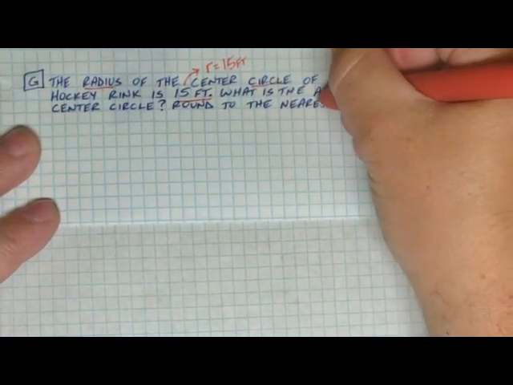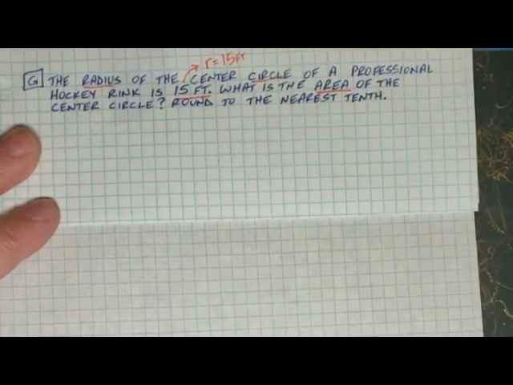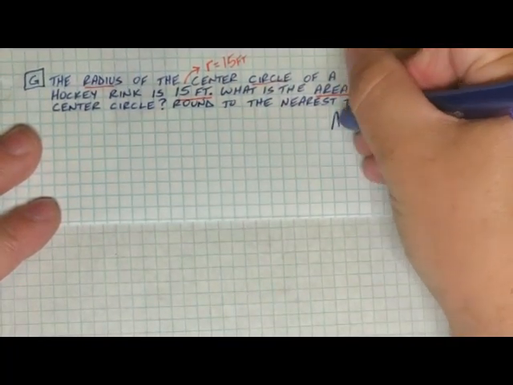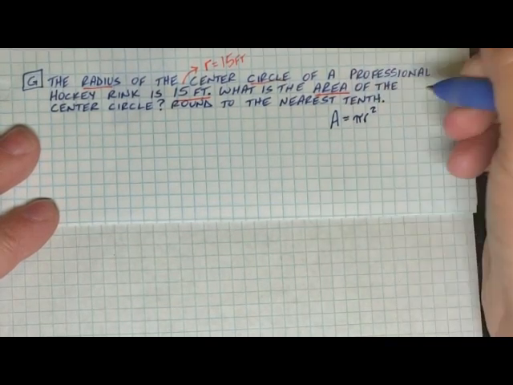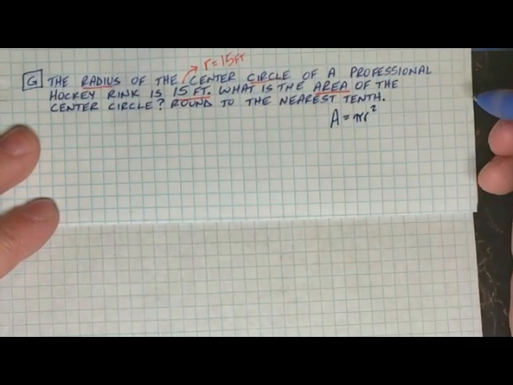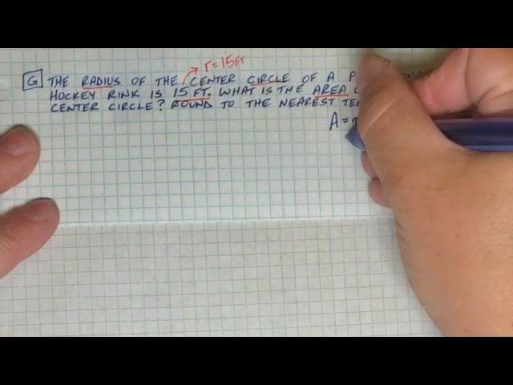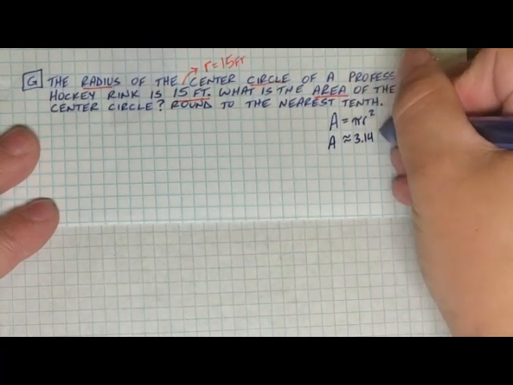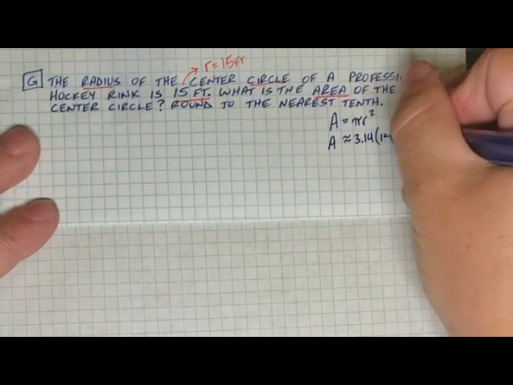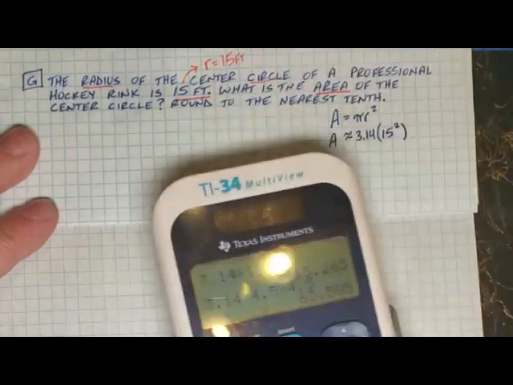What is the area of the center circle, rounded to the nearest tenth? So they're asking for area. There's only one formula for the area of a circle, and that's area equals pi r squared. Luckily in this one they gave us the radius, so we're going to plug that right in. We have 3.14, which is our approximation for pi, and we've got 15 squared, the radius squared.